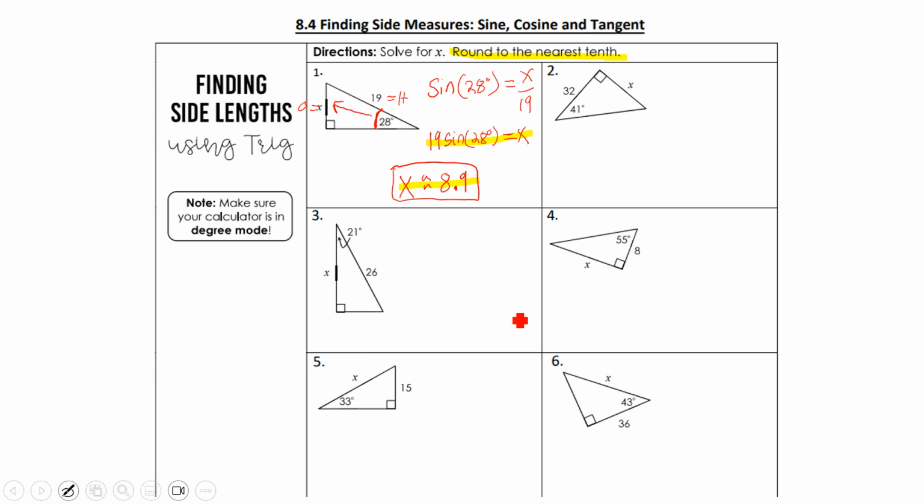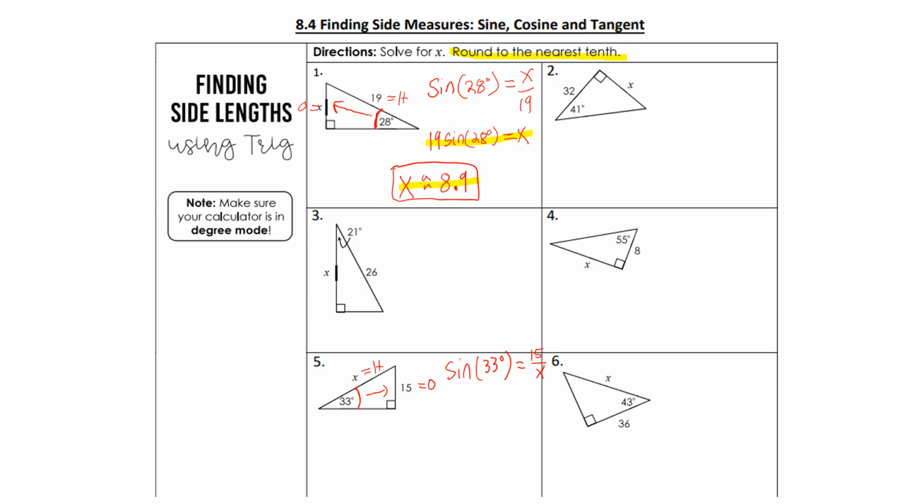Okay. Again, for time's sake, I'm just going to skip to 5. Relative to this angle, I'm given the opposite, and x is my hypotenuse. So which trig function deals with opposite and hypotenuse? That would be sine again. Sine of 33 degrees equals 15 over x.